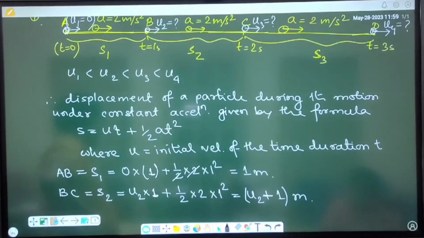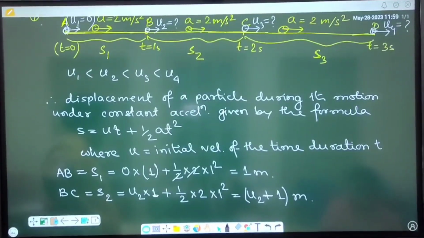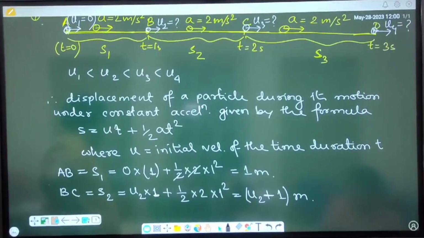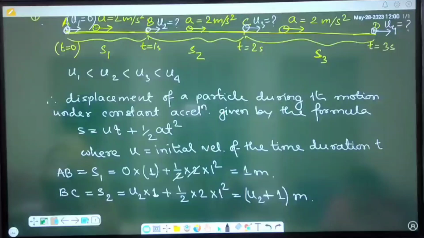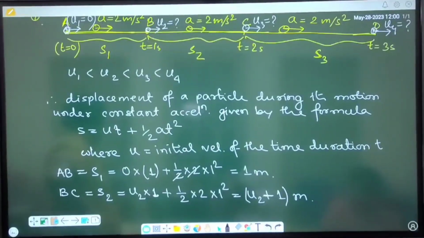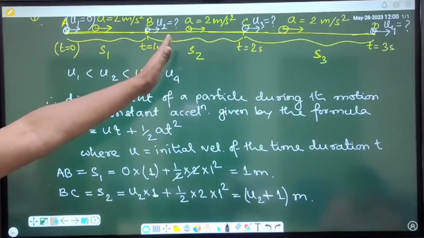Yes, between A and B, is it moving with constant acceleration? Is the particle moving with constant acceleration from A to B? So in the case of A to B, B is the final position and A is the initial position. In the journey of A to B, is it moving with constant acceleration? It is always moving with constant acceleration, so it is available in the first 1 second.